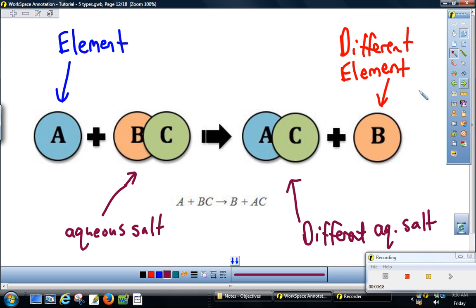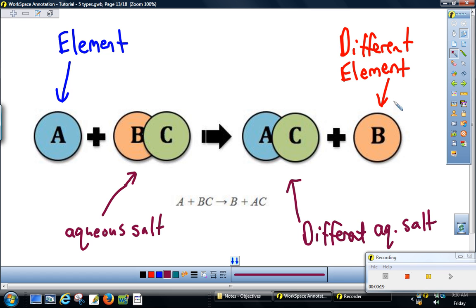So in this, the general setup, we have an element, something by itself, typically a metal in the solid form, and we place that in an aqueous solution. An aqueous solution is an ionic compound dissolved in water. The metal, if it's more reactive than the metal that's part of the ionic compound, will replace the metal that's part of the compound. So the more reactive metal wants to lose its 1 or 2 or 3 valence electrons to get a full outer shell, and so it's able to kick out the less reactive metal and bond with the nonmetal, the anion.